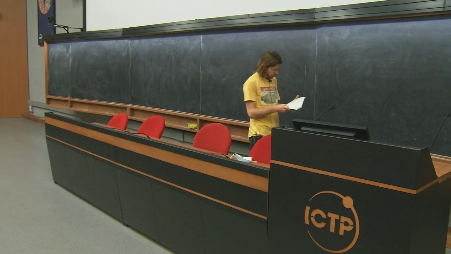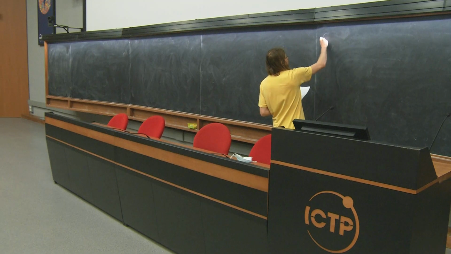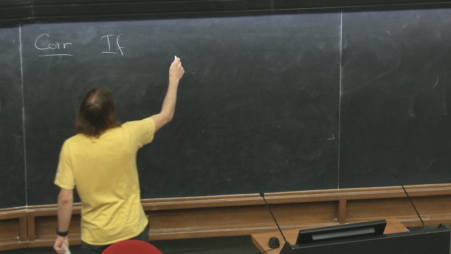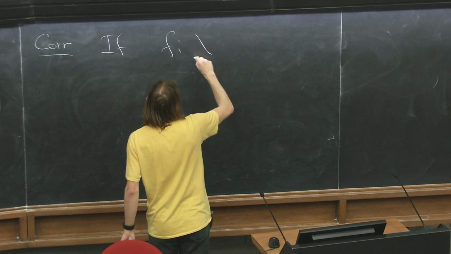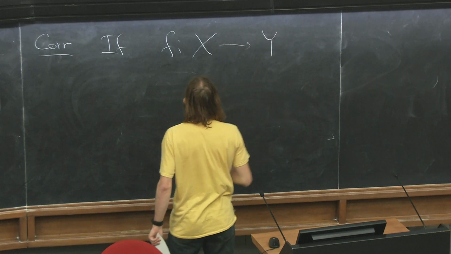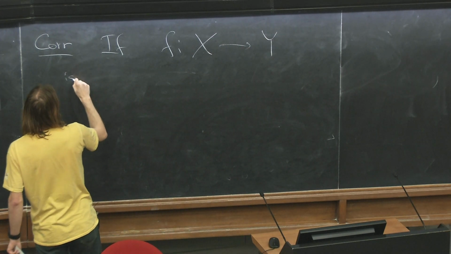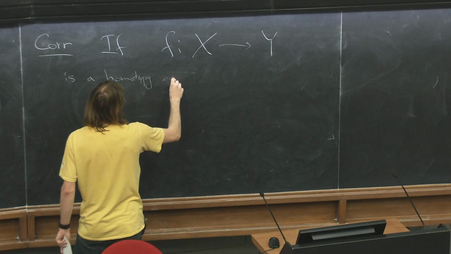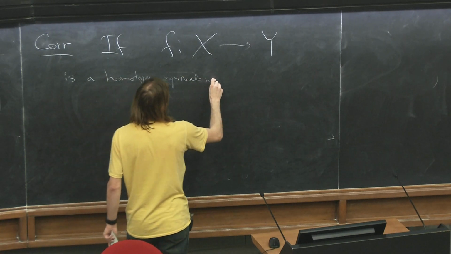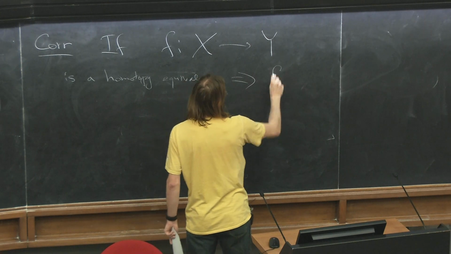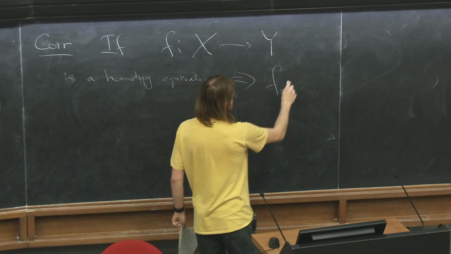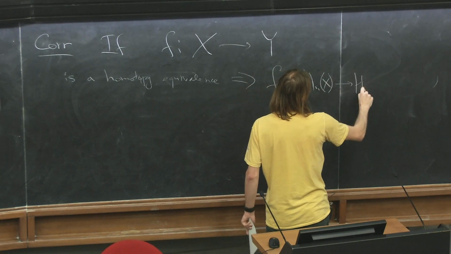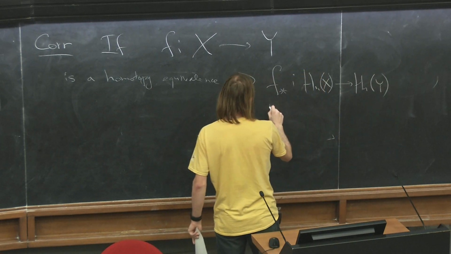Okay, from this proposition, we almost immediately can show the following corollary. If you have F, a map from X to Y, which is a homotopy equivalence, then the corresponding induced map from Hn of X to Hn of Y is an isomorphism.